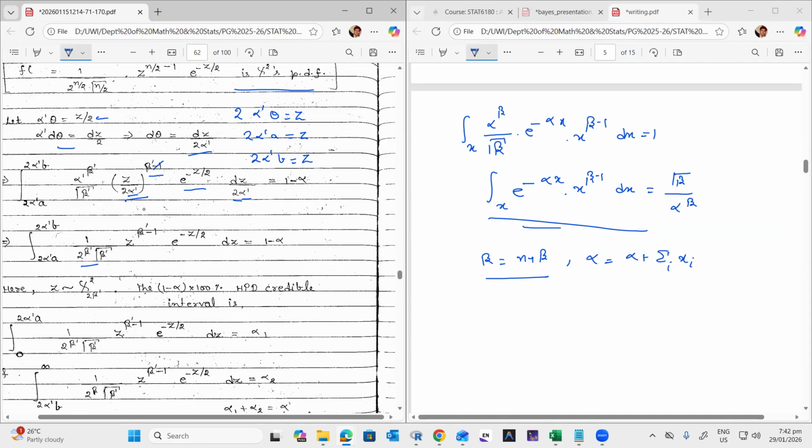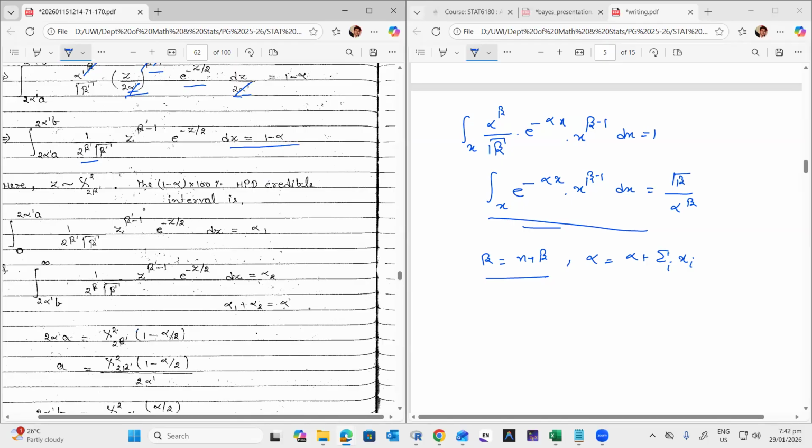All right, so alpha raised to the power beta dash will cancel out, because alpha raised to the power beta dash and alpha raised to the power minus 1 will cancel out from this one. So it becomes z raised to the power beta dash minus 1 e raised to the power minus z by 2 dz equals 1 minus alpha.